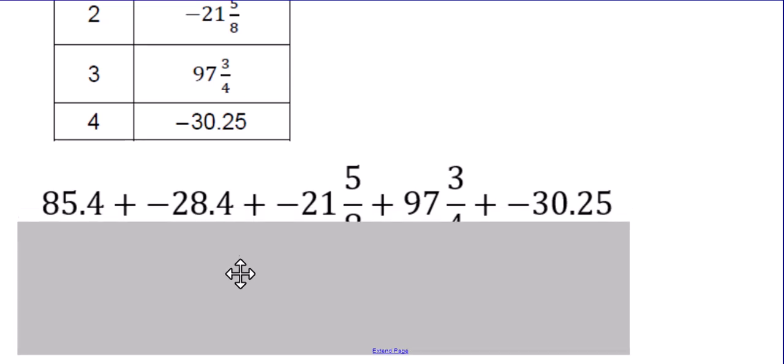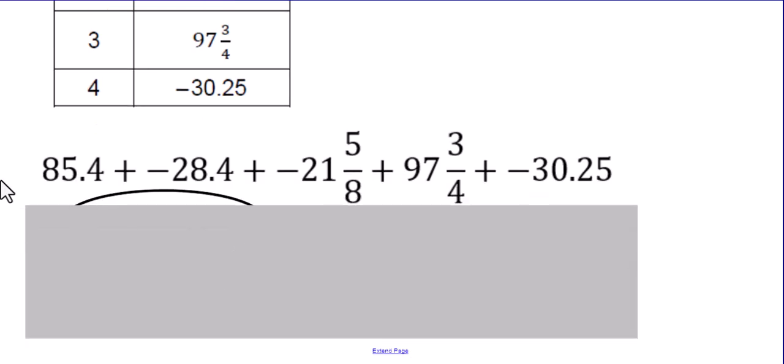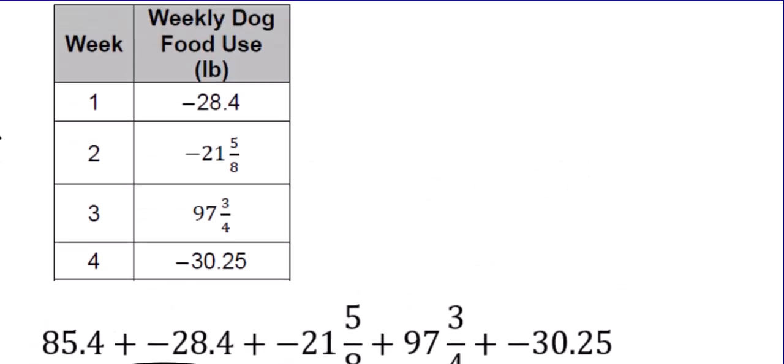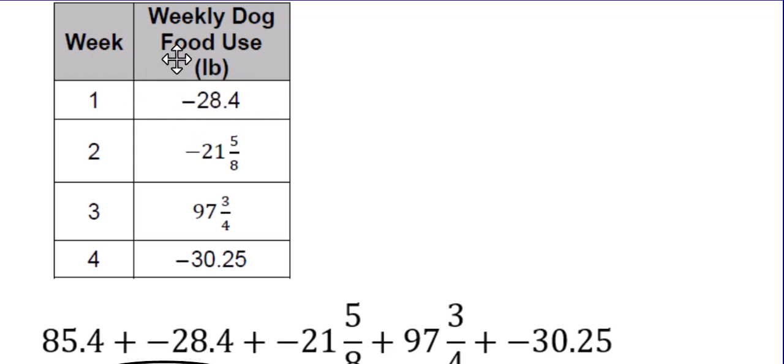Whoop, let me pull that down. Sorry, my computer's being a little funky right now. There we go. Plus my negative 28.4 pounds that they used in that first week, plus negative 21 and 5/8 that they used in week 2. Now, could you do minus a positive, like 85.4 minus positive 28.4? Sure, you could do that as well. I like just putting addition signs between them.